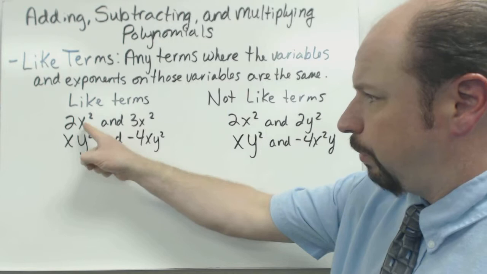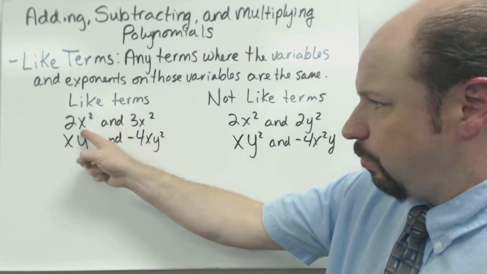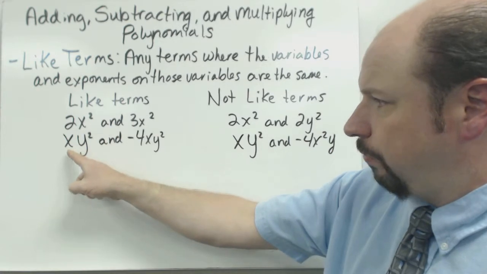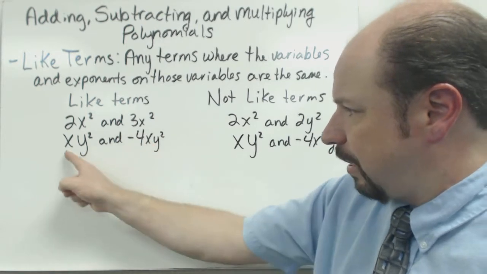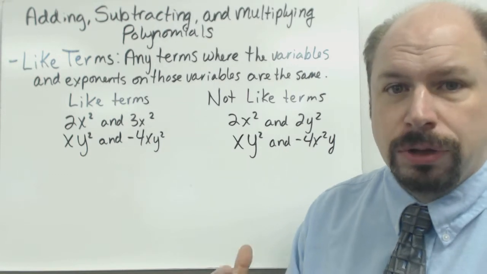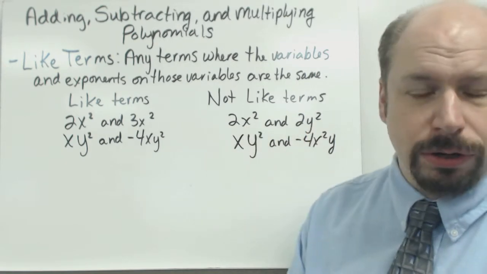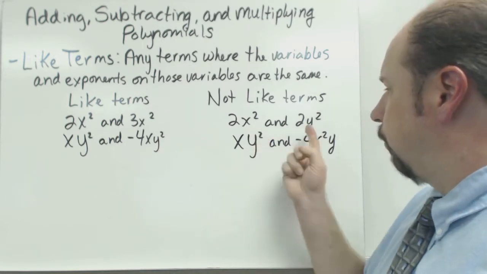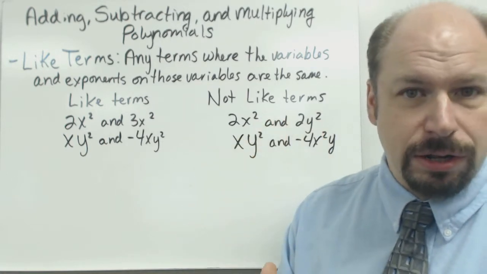So for example, here 3x squared and 2x squared are like terms because the x squared and the x squared are the same. Just like here, xy squared and negative 4xy squared, the x is the exact same here, the y squared is the exact same here. So because they're exactly the same, they're like terms. But here, for example, 2x squared and 2y squared, well, you can tell x and y are different types of terms. The variables are not the same.